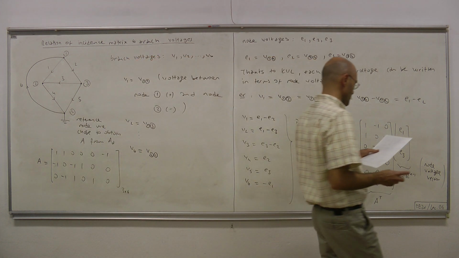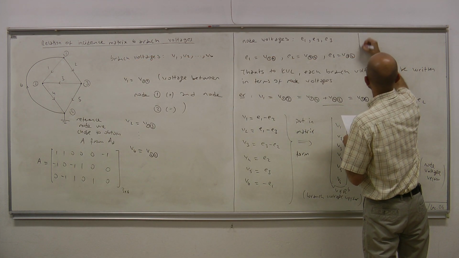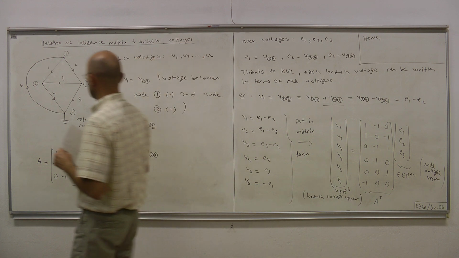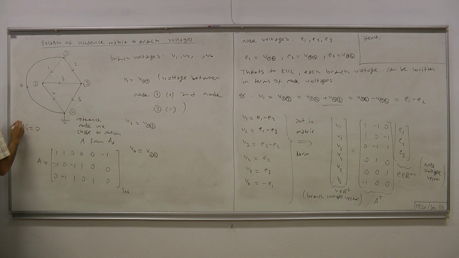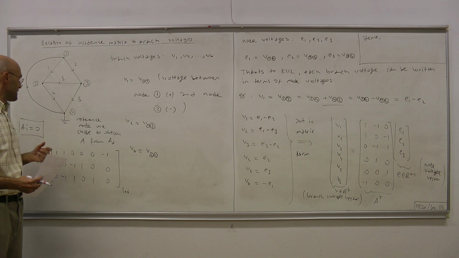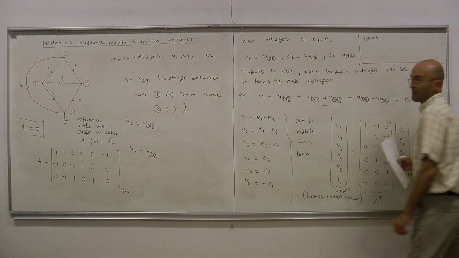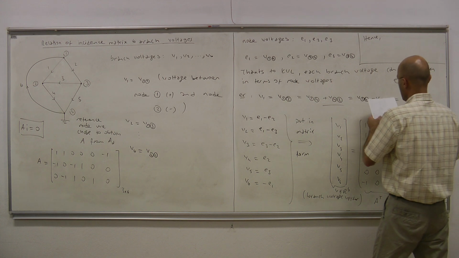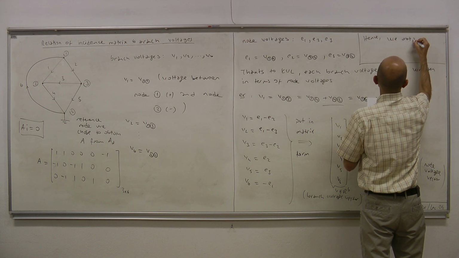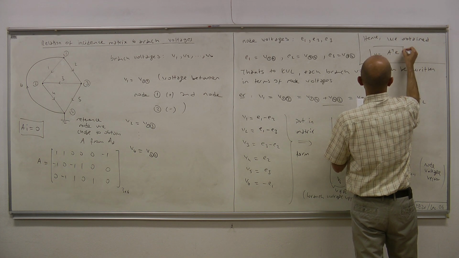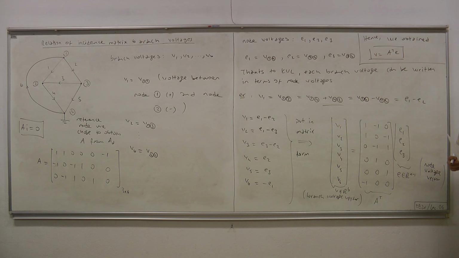So, hence, let me put it here. Previously, we obtained AI equals 0. Okay, so that's how we express the constraints by KCL on the circuit in an economic way. Now we have another identity that we obtained using KVL this time. Hence we obtained V equals A transpose times E.